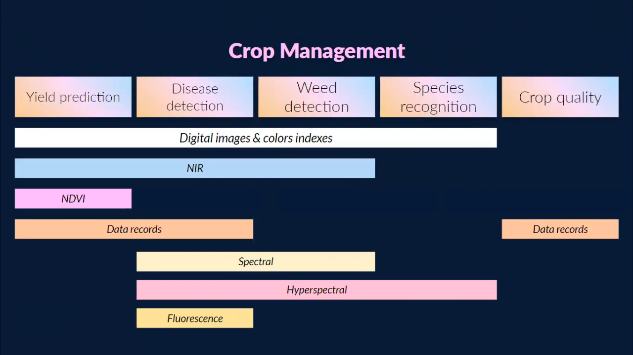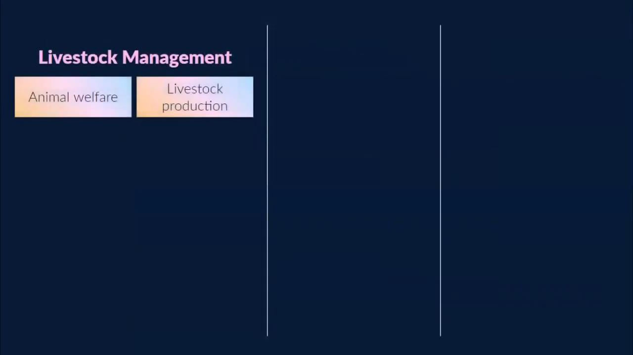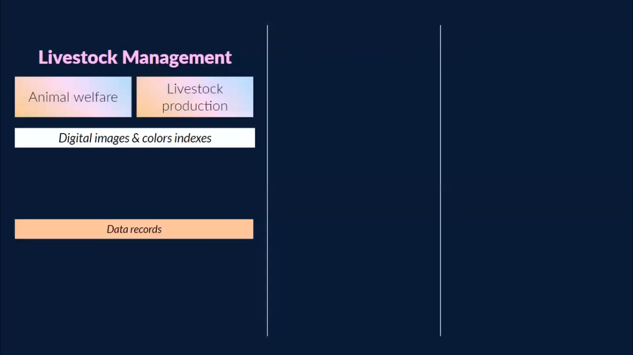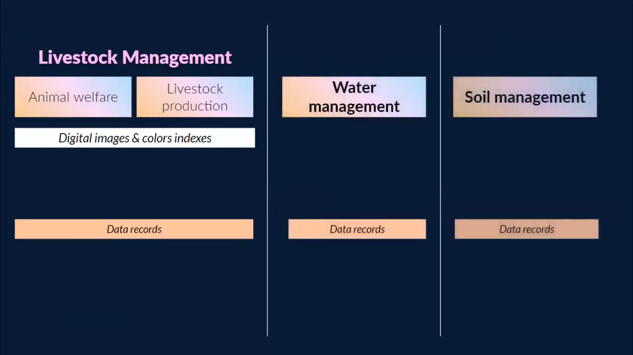Now we will get to know how livestock management detects and measures its features. In animal welfare and livestock production, the two main feature techniques are digital image and color index, and data record. While for water management and soil management, they only use data records as their feature technique.